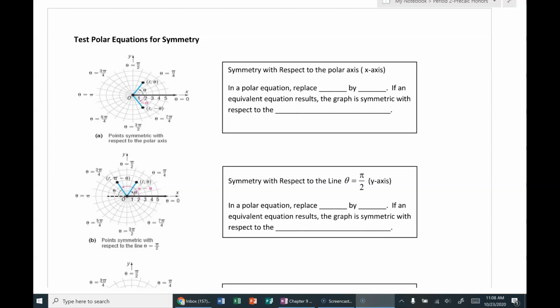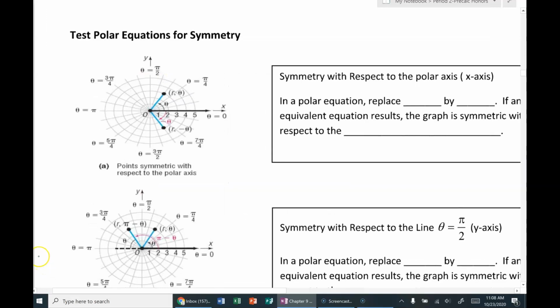In a polar equation, replace a blank. So the first blank we are going to do, let's talk about this point that we have here. I'm going to try to stretch it out. Let's just say that I give you a point in quad 1. And if we are doing a reflection over the polar axis, aka the x-axis, whatever's in quad 1 is now in quad number 4. Whatever's in quad 2 is now in quad number 3.